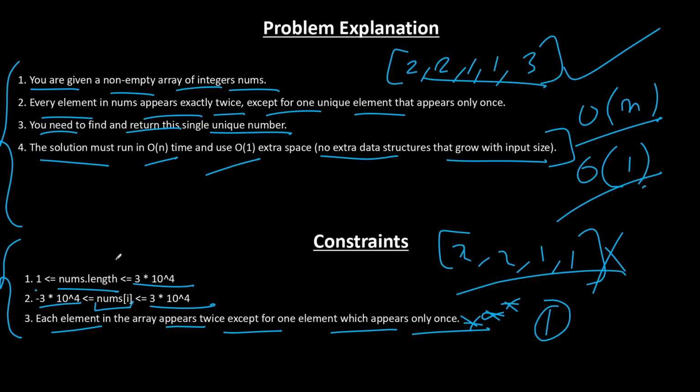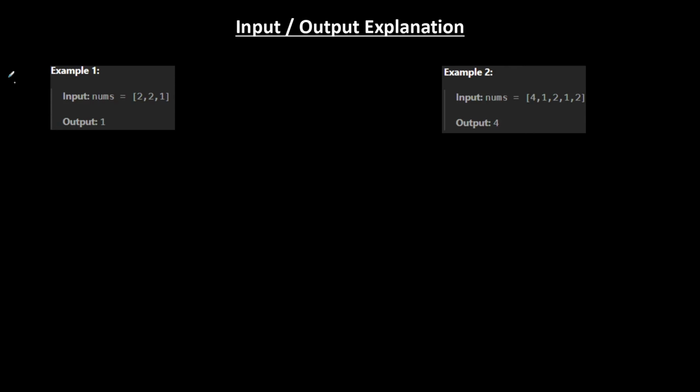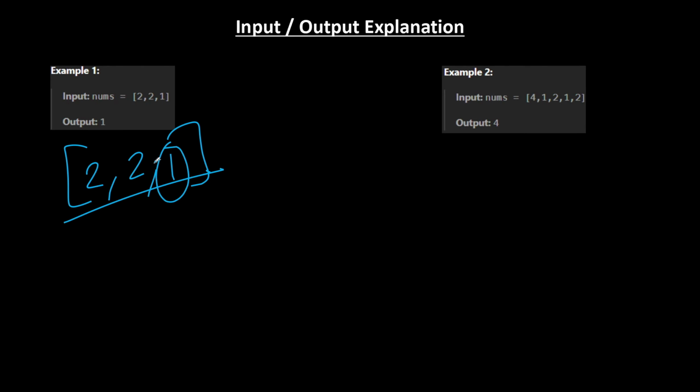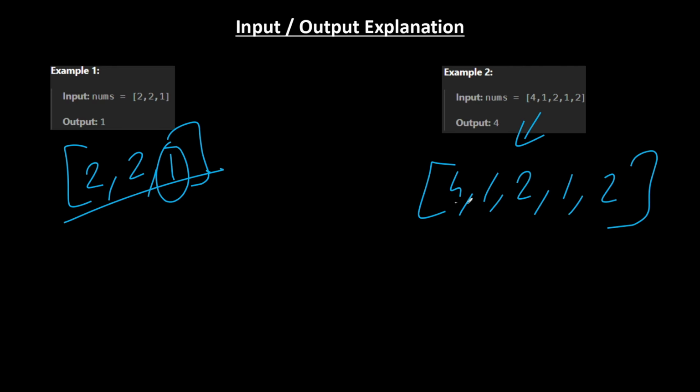Now let's move to the next slide. Now let's understand the input output explanation. If you look at example 1, the output is 1 because 1 appears only one time, right? And in the second example, the output is 4 because 4 appears only one time, right? There was nothing much to explain in this scenario, because by seeing it visually we could just figure out how things are done. Okay, so let's move to the next slide.